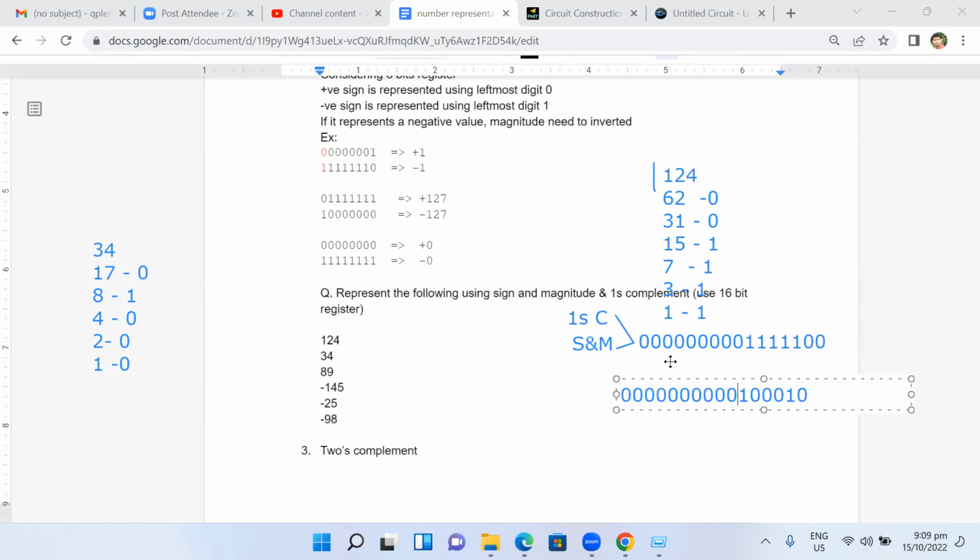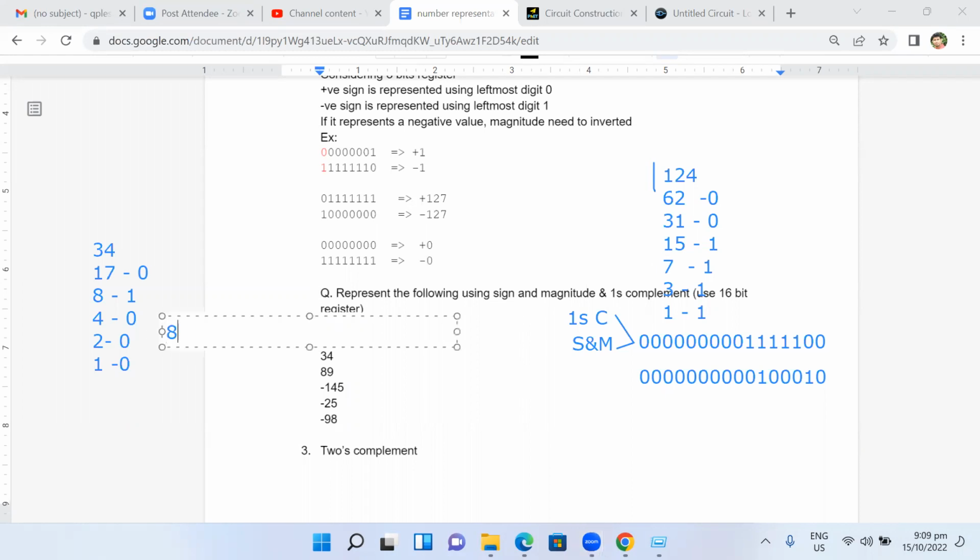So the sign and magnitude number is equal to the one's complement number for positive numbers. Both are equal. Then 89. Let's divide 89. Divide by 2 is 44.